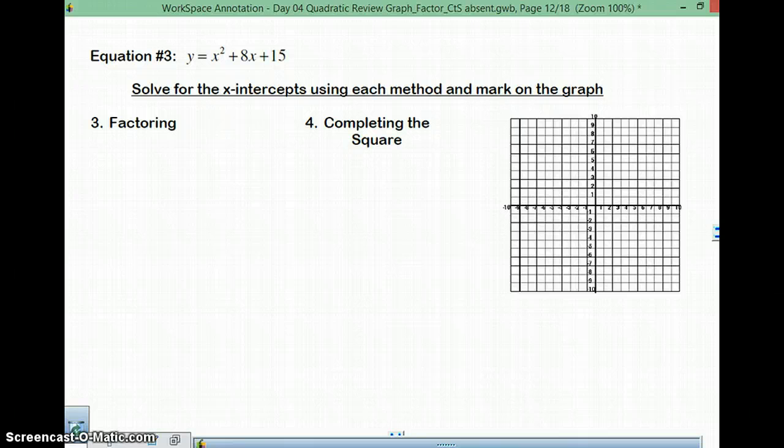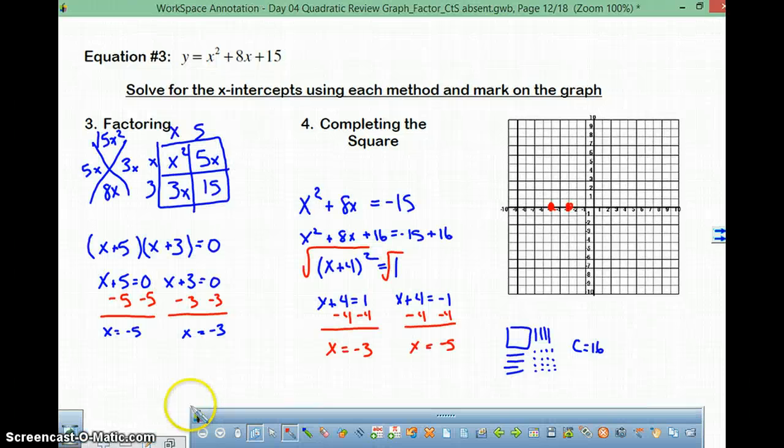Take a look at this, pause the video, do your work, and then compare it to mine. All right, take a look at this. Does that match what you got? Good.